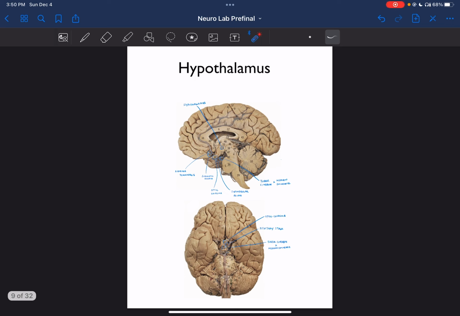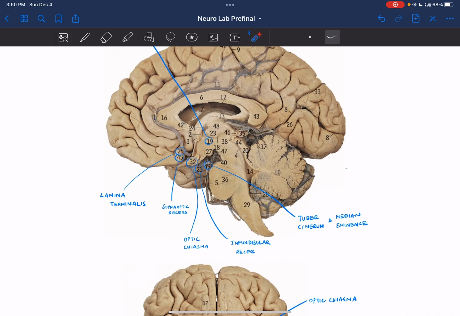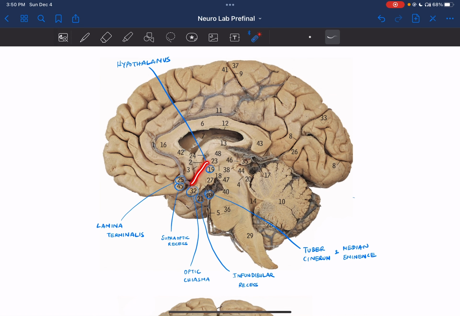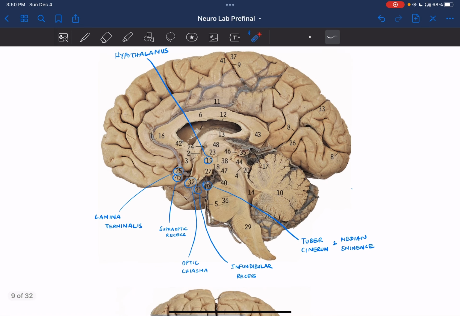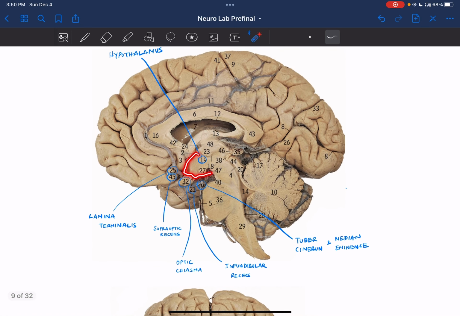Now, the thalamus is done. What about the hypothalamus? So the main thing that we must focus on in the hypothalamus is the location of the hypothalamic nuclei. But before going to that, we must understand the basic anatomy of the hypothalamus, right? So let's look at it first. So this right here is your hypothalamus. This structure marked 19 is your hypothalamus.